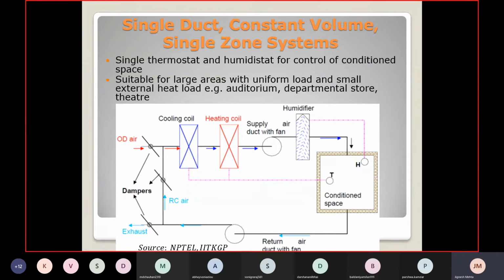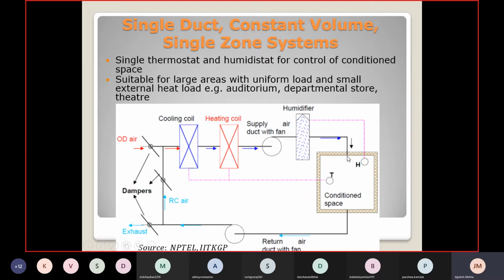So basically, when we say single zone, what we mean is this can be a large space, but the load is comparatively uniform everywhere. And so the supply conditions are governed by a single thermostat and a single humidistat. So that's why it's called single zone. There are no multiple thermostats and humidistats, and the supply condition is also not different at different points. So there is a single supply condition at which it is supplied.